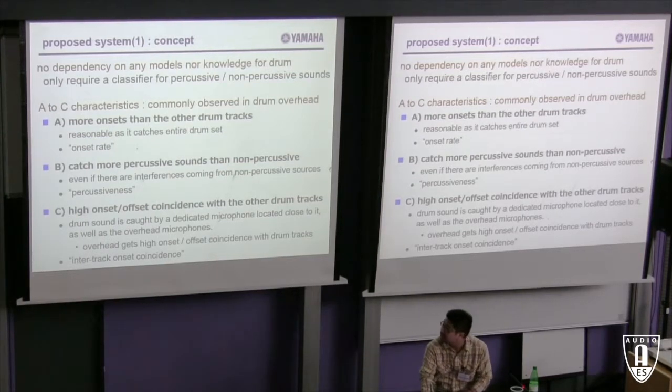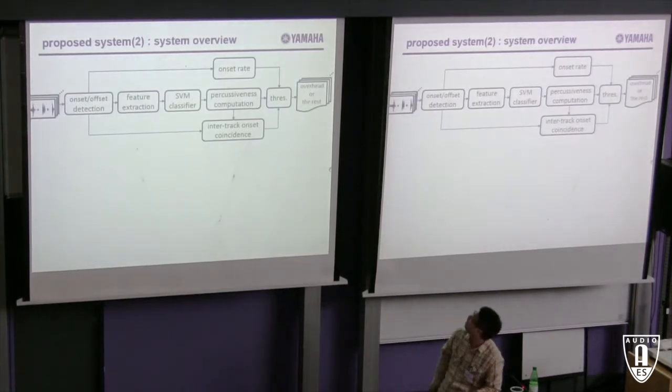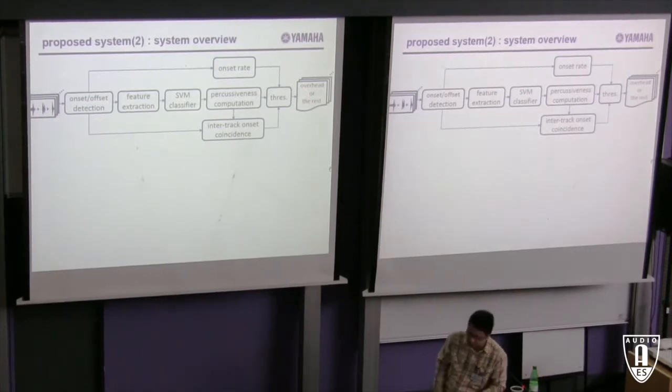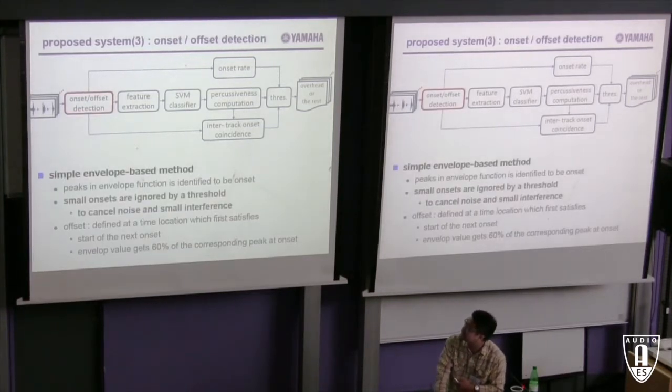Okay, based on the concept listed here, I built my system. On the left, you can see audio signals, each of which corresponds to a track in multi-track recordings. And the result is obtained for each track, whether the track is overhead or not. Okay, let me explain step by step. All the audio signals first go through onset-offset detection as a first step. This is a quite simple envelope-based method and nothing special, so let me skip the details.